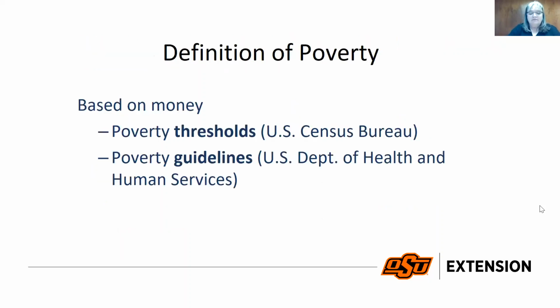So with the programs that we all work with, they have the definition of poverty that's based on money. So poverty thresholds, that is what the U.S. Census Bureau has determined or uses. Poverty guidelines is what the U.S. Department of Health and Human Services follows. So we're going to look at those two a little bit more.